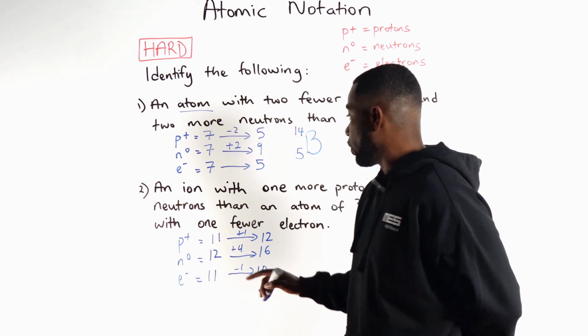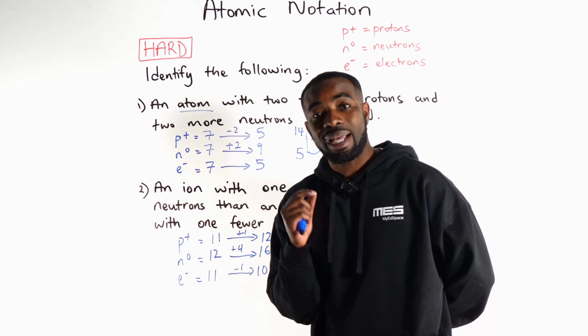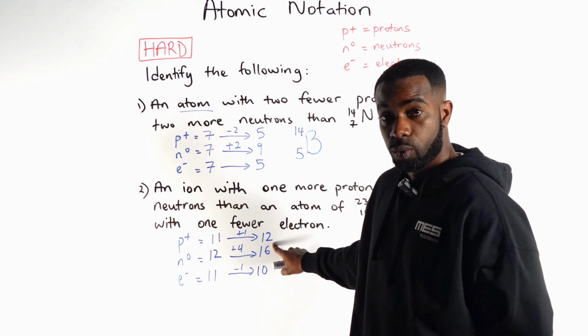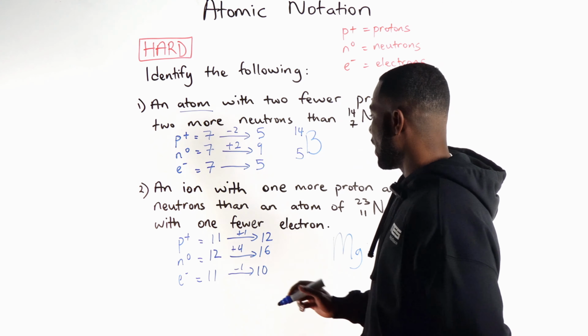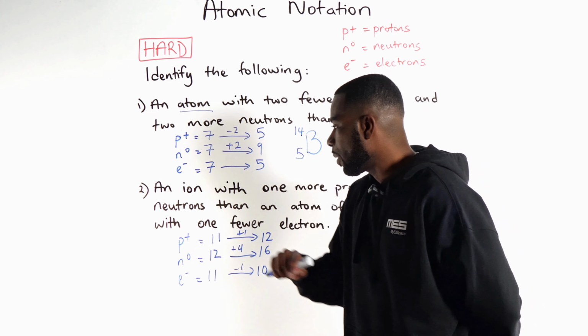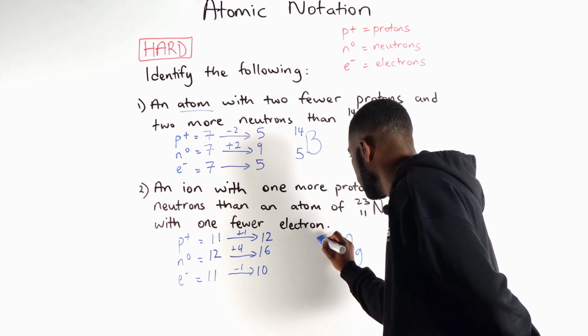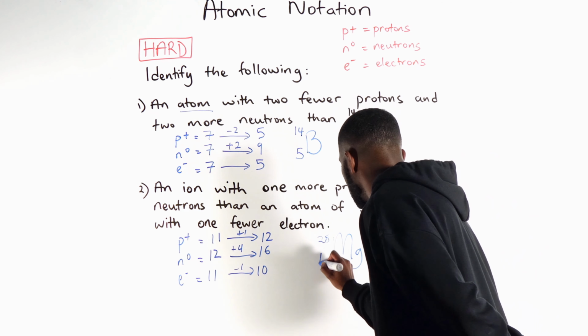So now what you need to do is go and have a look at your periodic table, and you'll see that the element that has the atomic number of 12 is magnesium. So here we have magnesium. And the next job is working out the mass number. The mass number will be the number of protons plus the number of neutrons. So 12 plus 16, 28. And then lastly, you know that this is going to be 12 over here.